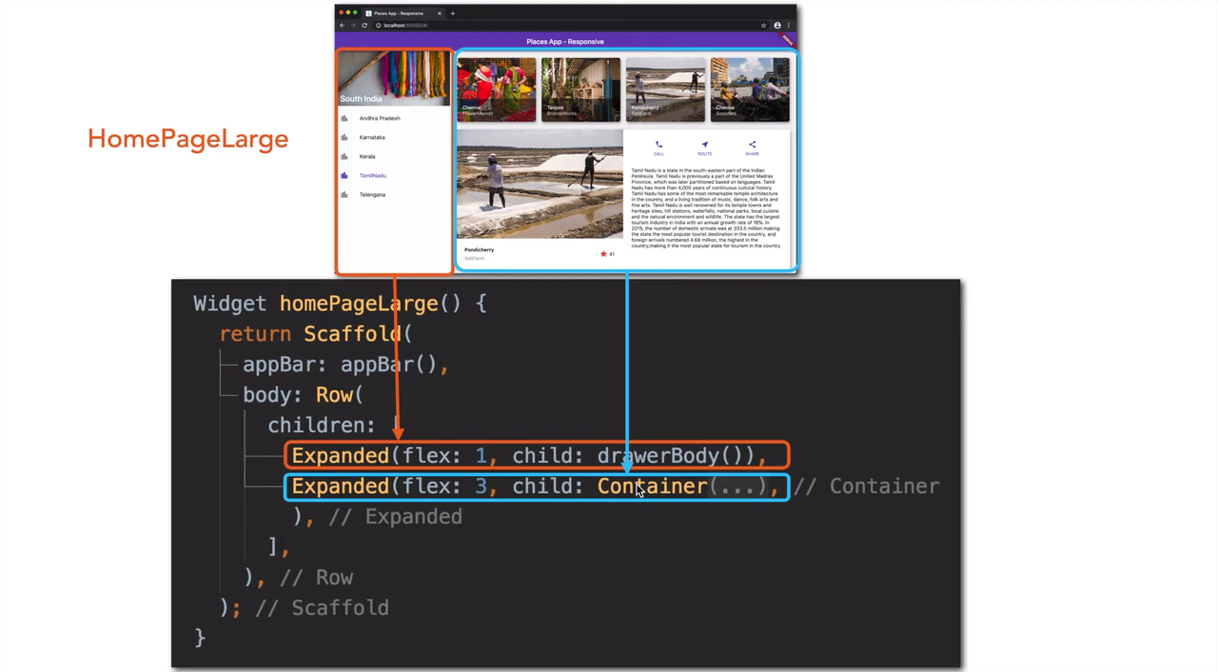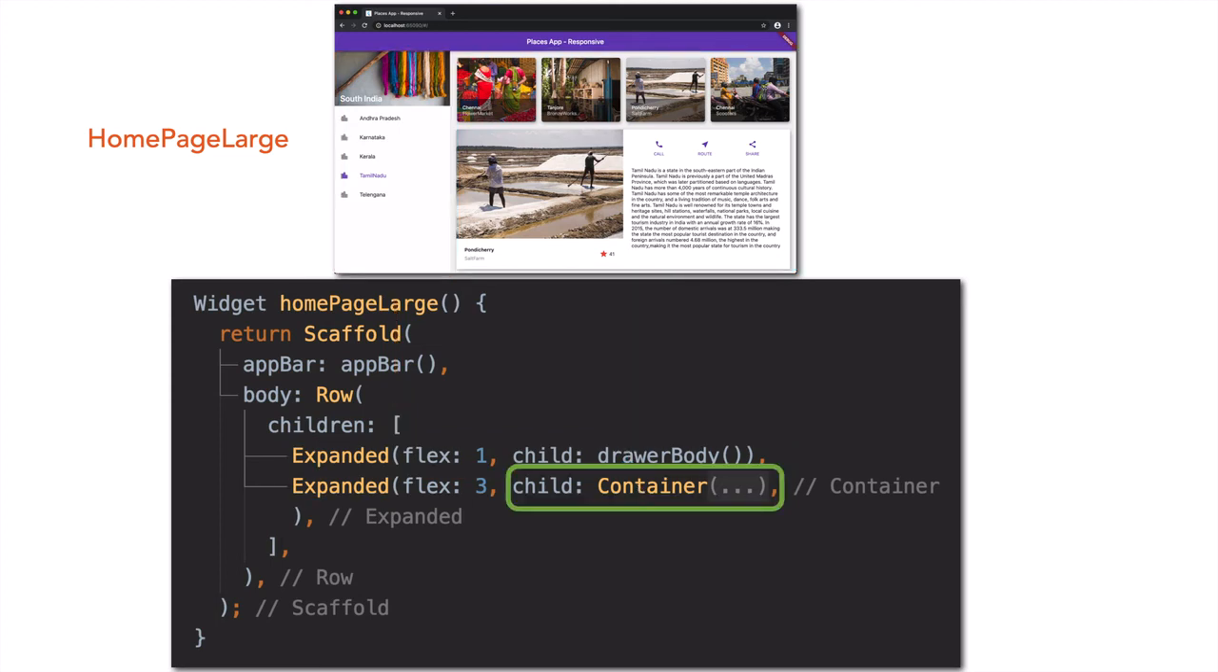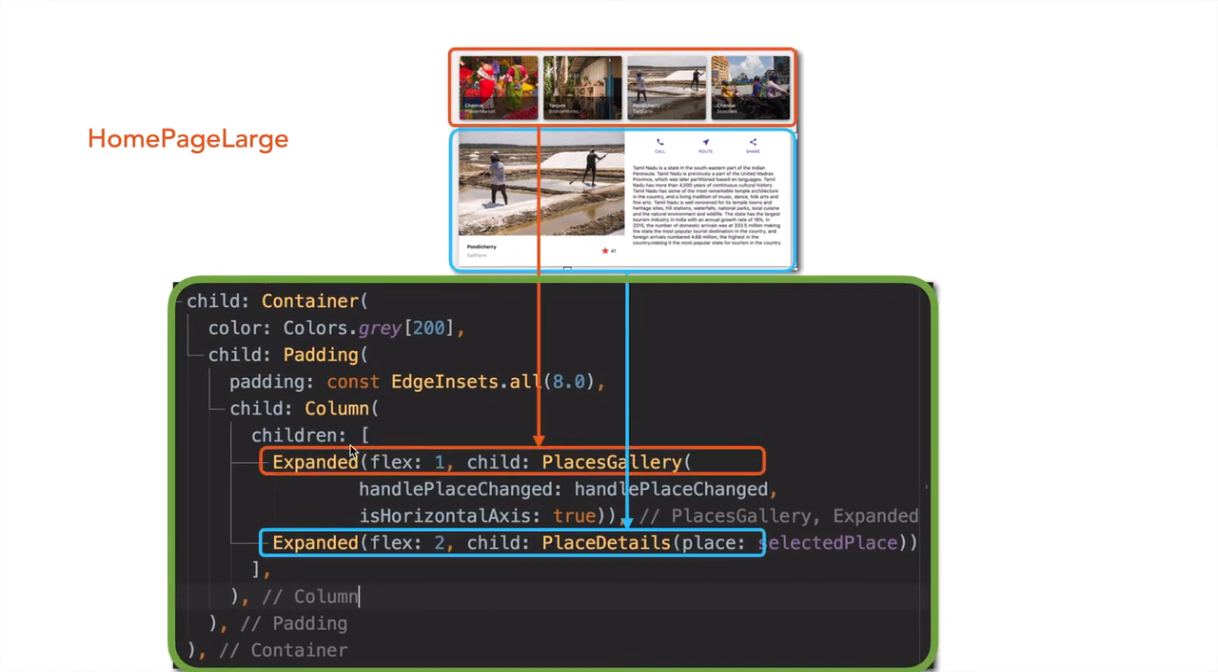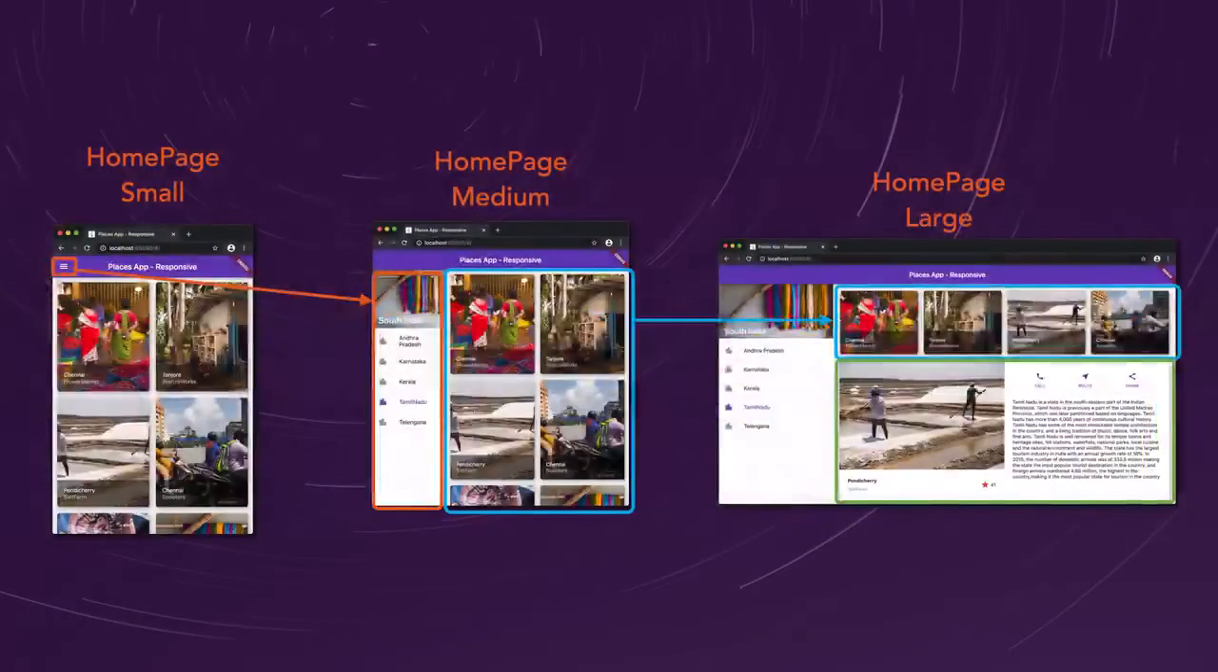Let's take a look at how this container looks. So this container is containing a horizontal grid gallery and place details. They are implemented as a Column containing two children, which both are Expanded widgets. Notice that we have divided our column into three parts. The first part is occupied by the horizontal grid gallery, and the remaining two parts are occupied by the place details widget. With that, now you know how to implement three types of layouts based on the screen size information that you can get from the MediaQuery.